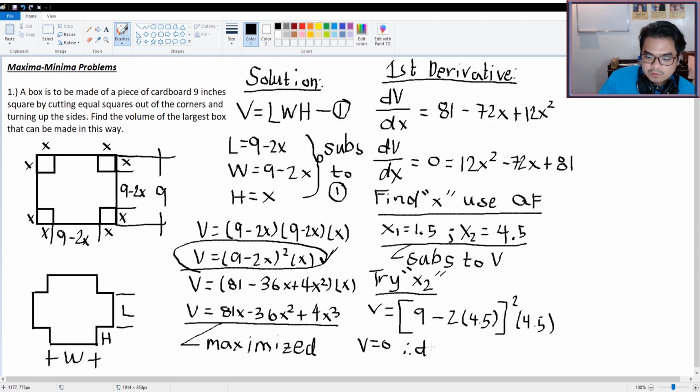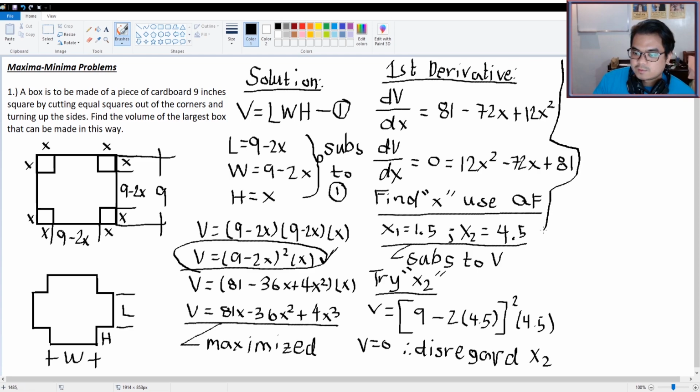So we disregard the value of x2. Therefore, we are forced to use x1.